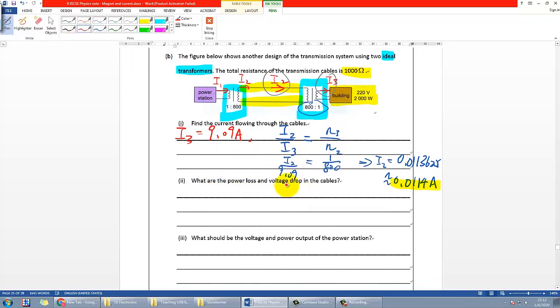Next up, the power loss in the cable, right? Again, we'll use the equation P equals I squared R, where I is the one that we found, 0.0114. Let's just use the whole number. How about that? And R is 1000. Again, the whole set of cable is 1000. And so again, go with your calculator.